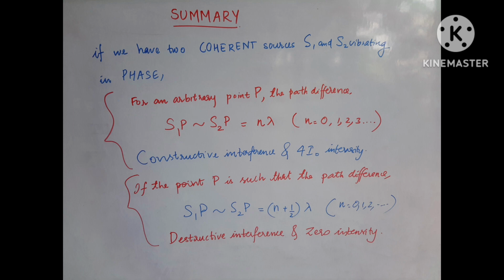On the other hand, if the point P is such that the path difference S1P minus S2P is equal to (n plus half) lambda, then we will have a destructive interference and the resultant intensity will be 0. So this is our point of consideration. We can have a constructive interference and a destructive interference. The basic difference in this path difference is just half of the lambda.